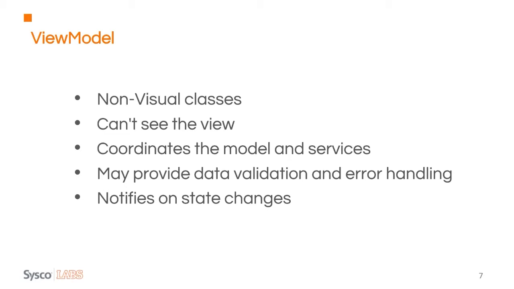So the view model is purely for coordinating the behavior between our services and the model. This is where we call our services, this is where we use our business models, and this can also provide us data validation and error handling. Basically, this is where we put all our input validations, and application-specific error handling comes into this level.